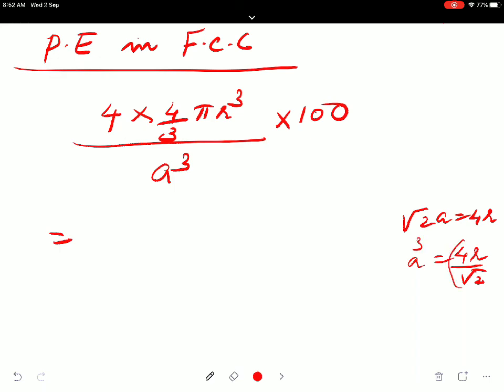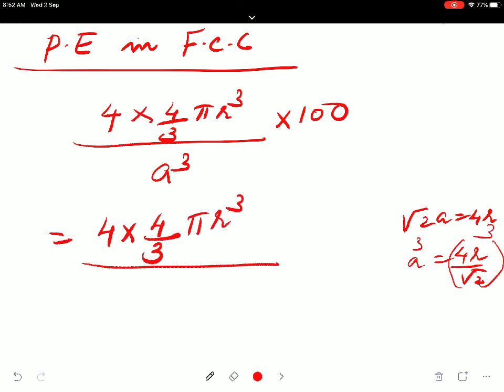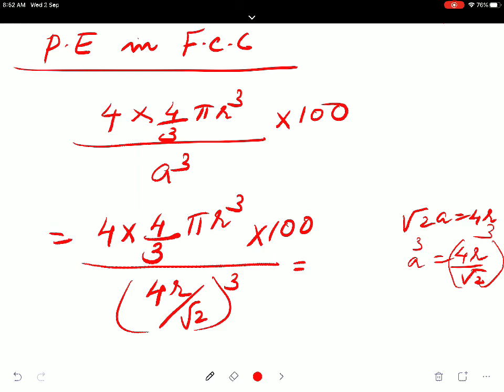A cube is equal to this cube. So I will be substituting here 4 into 4 by 3 pi r cube whole divided by a cube, that is 4r upon root 2 whole cube into 100. You just substitute this and show some calculation at the right hand side. Nobody is going to see the calculation. We just see, oh, something is there. Yes, okay, something is there. That's all. Even if it is not there, no problem.